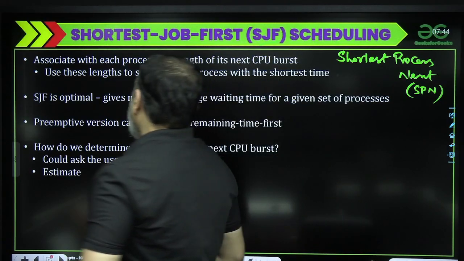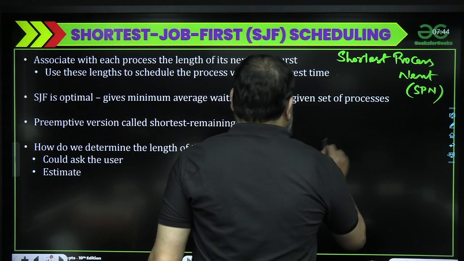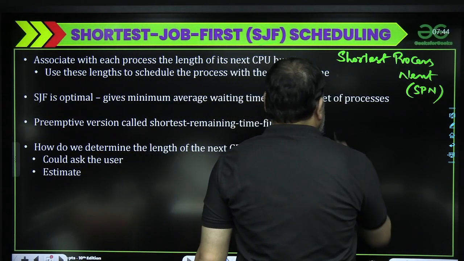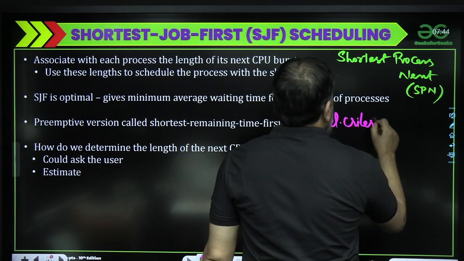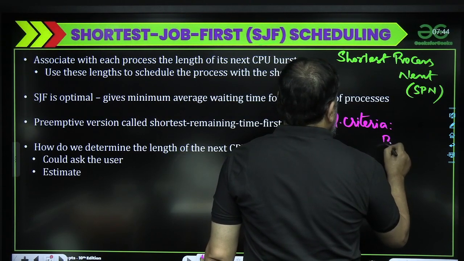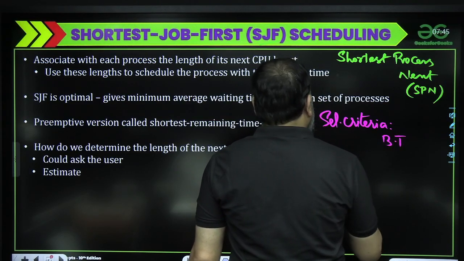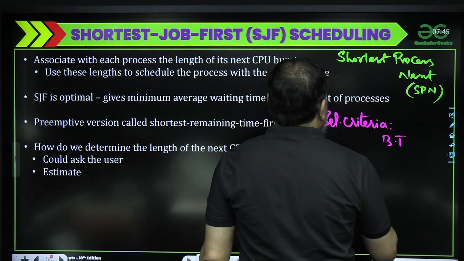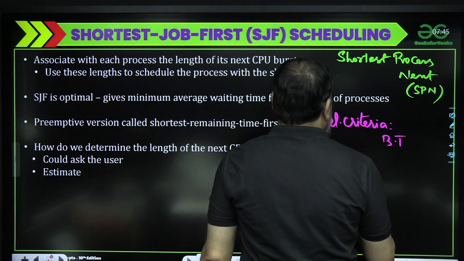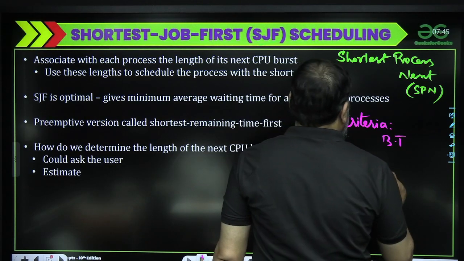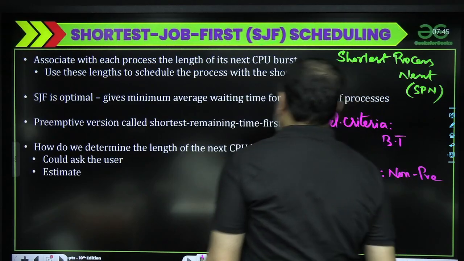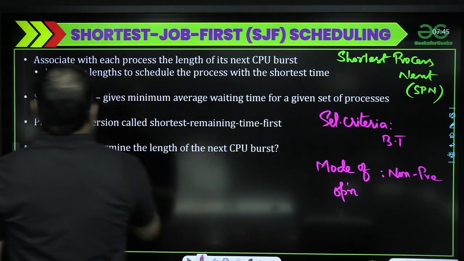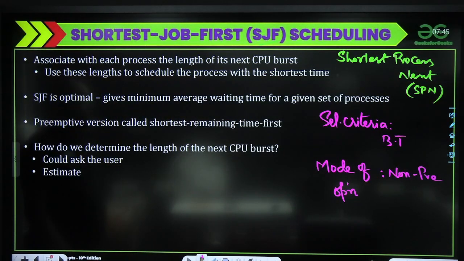So here let me write the selection criteria. The criteria based on which the process is selected from the ready queue is burst time. And as I said, boys and girls, for every scheduling technique we have a mode of operation, which we define as either preemptive or non-preemptive. Essentially this is non-preemptive. So let's read the points from the Galvin textbook slides.